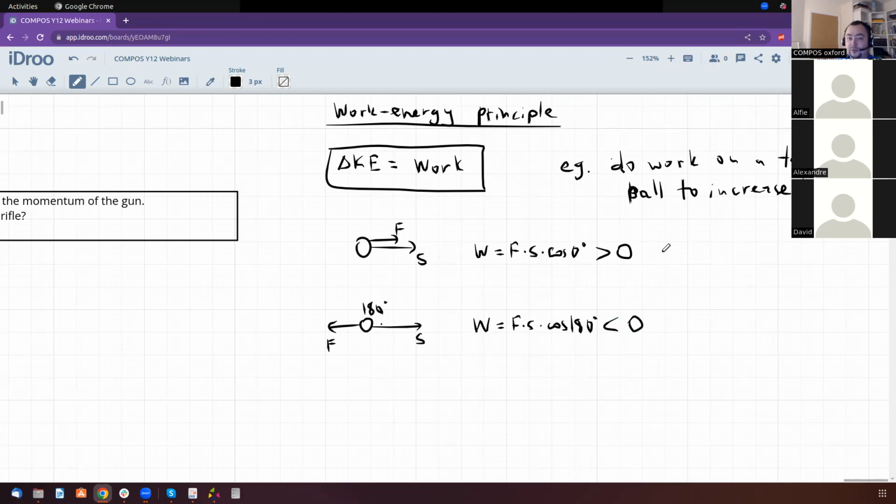Okay, so force, so increase. That means the change in kinetic energy is positive. You're increasing the kinetic energy of the ball, and here your change in kinetic energy is negative. So you're decreasing the kinetic energy because the work is negative.